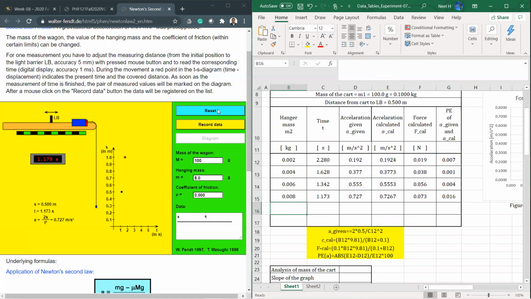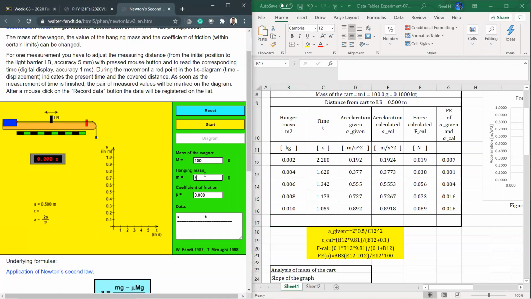We need 2 more data points. Reset again. Change this into 10 gram. Start. Now we are at 10 gram, 0.010, right? The time is about now 1.059. And then acceleration 0.892, that's my calculated one, but that is exactly the same as this given, okay? And the rest will automatically calculate.